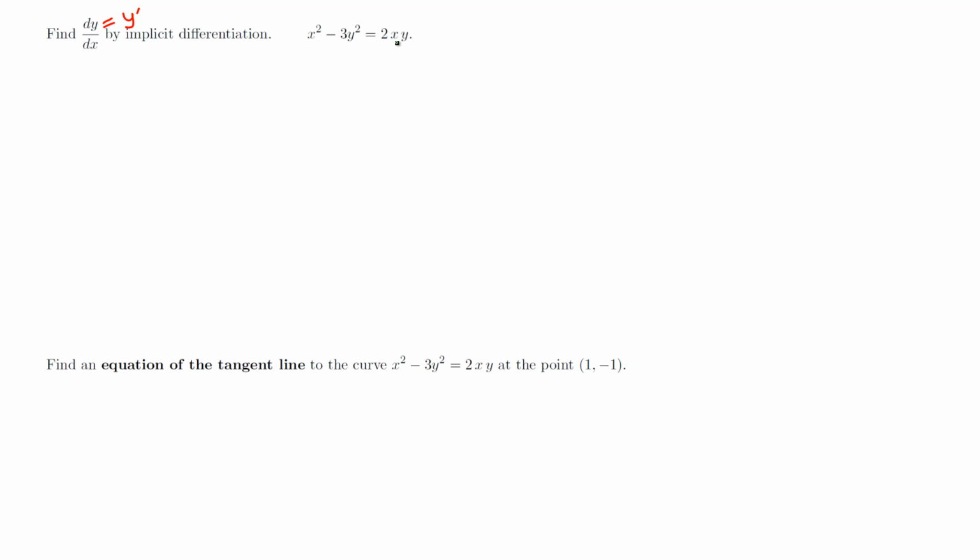Now let's take the derivatives of both sides with respect to x. So let me set this up. It's not needed to show, but d over dx of x squared minus 3y squared equals d over dx, the derivative with respect to x, of 2xy. Now we have two terms. So the derivative of x squared is 2x, minus the derivative of 3y squared with respect to x.